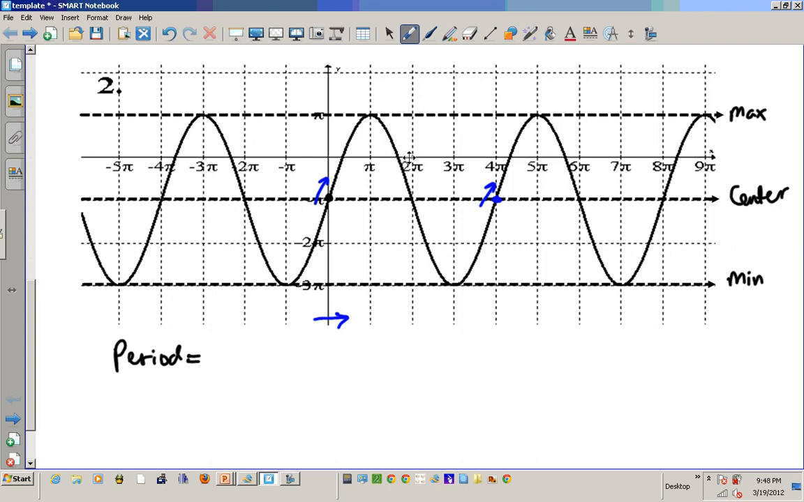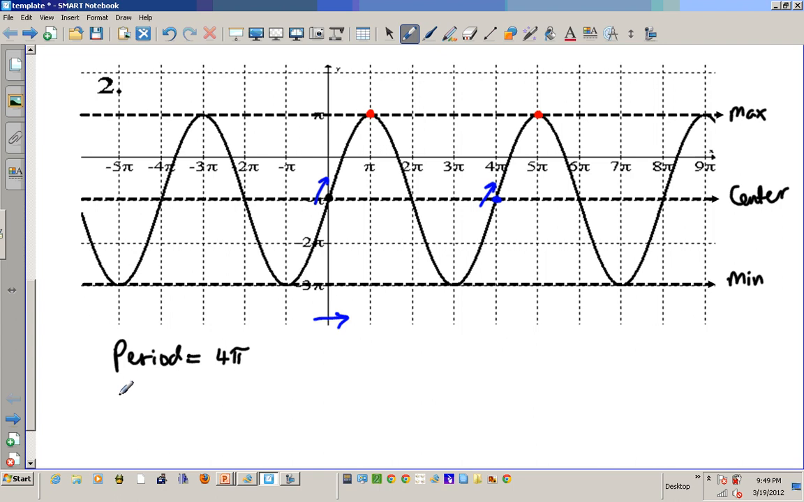Or let's check this out. I can also go from max here. This is max. The next maximum, this distance right here is my period, okay? So if I go from pi to 5 pi, my answer is going to be 4 pi. So the period here is 4 pi.